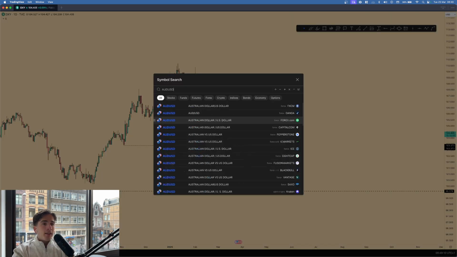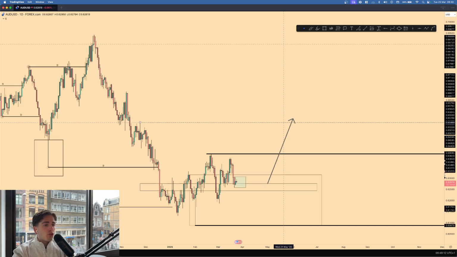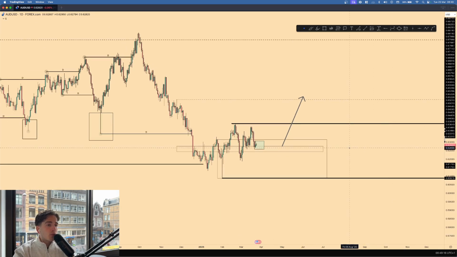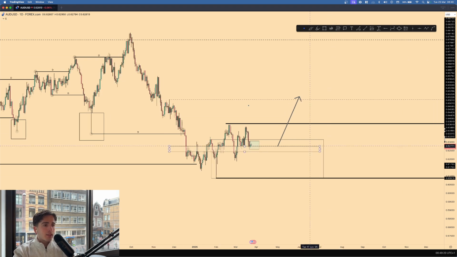Now, going into AUDUSD, AU hasn't really moved too much. I am still very, very interested in looking for potential further upside until or once the dollar has found resistance. Overall here on AU, we have a key level of support and resistance.